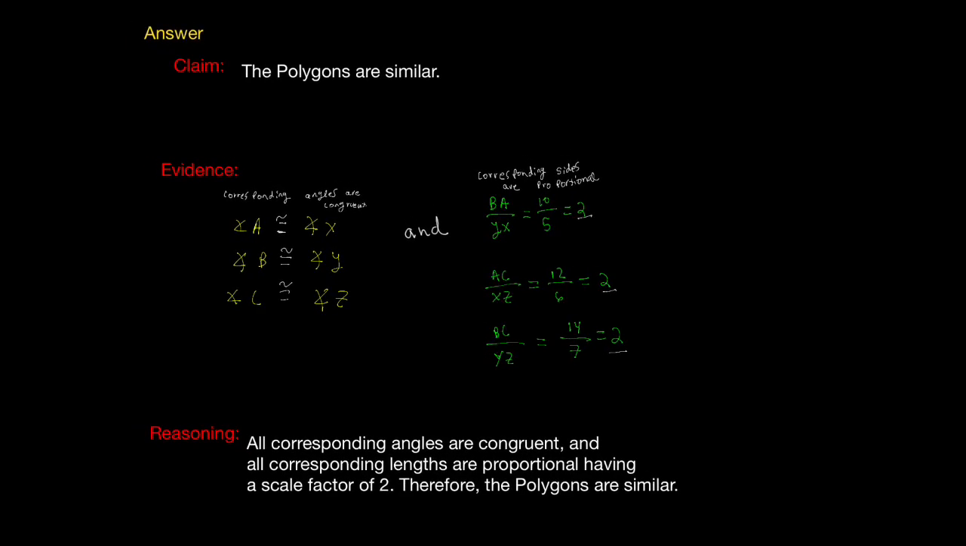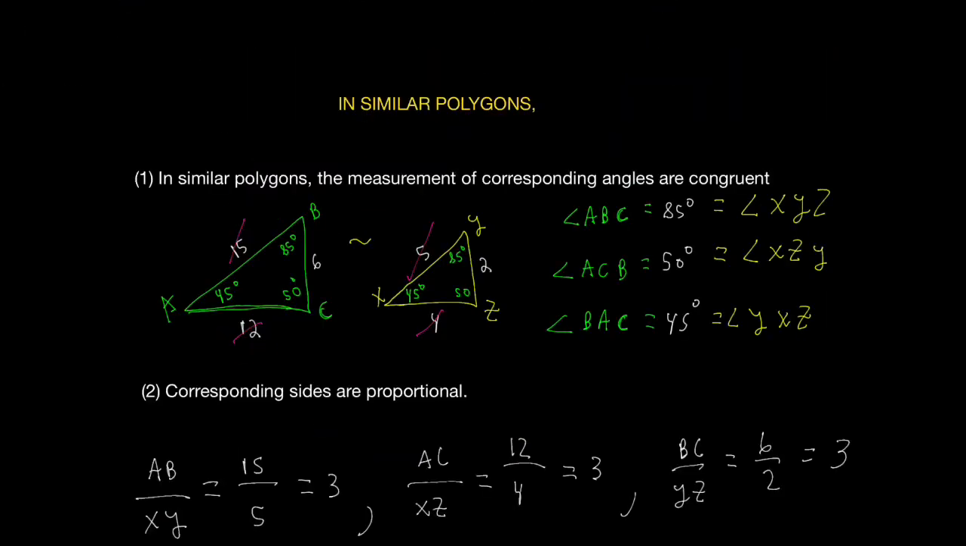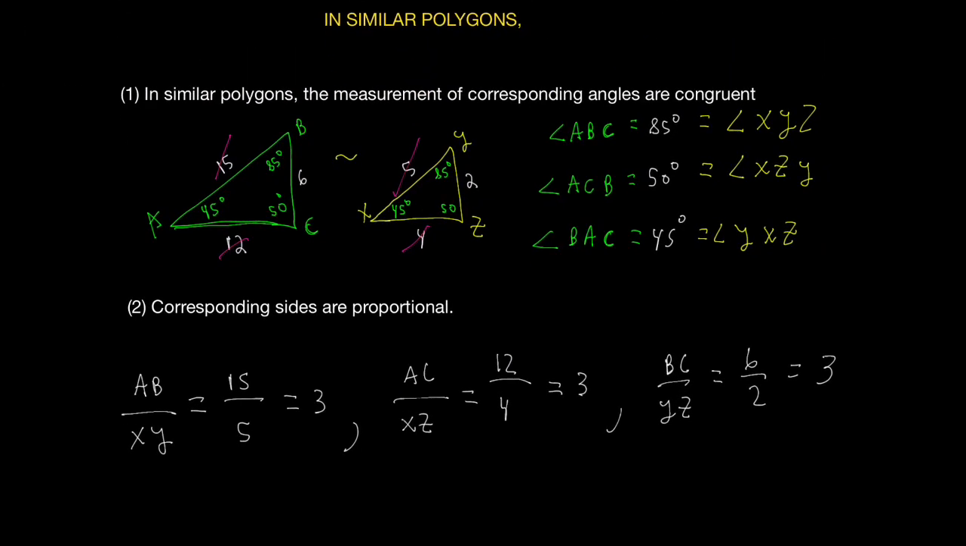Alright, let's check out one more example. So example 2. Are the following polygons similar? If so, what is the scale factor? Present your claim, show your evidence, and explain your reasoning. Going back to the definition of similarity, we have to first check if the corresponding angles are congruent. And if we succeed, then we begin to check the sides. So let's see what happens here.